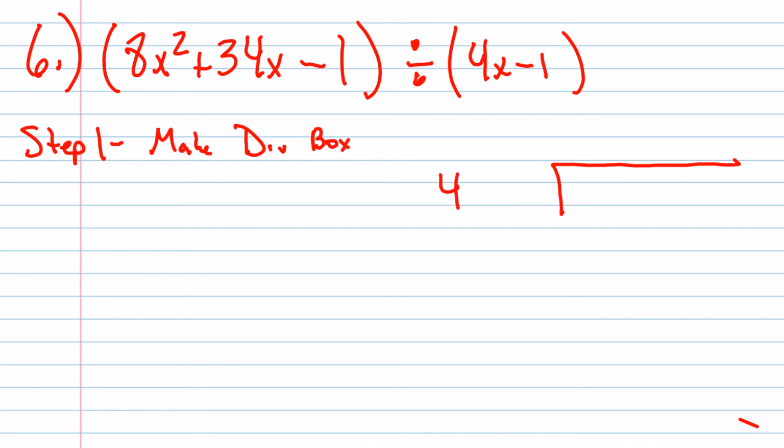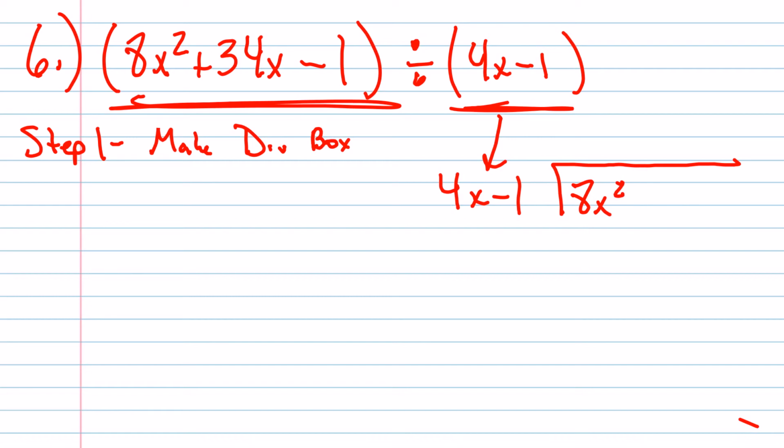I put 4x minus 1 on the outside, because that's after the division sign. That's why it's on the outside. This whole thing goes here on the inside, so it's 8x squared plus 34x minus 1. I don't need a placeholder because there's x to the second, x to the first, no x's, that's 2, 1, 0. So I don't need any of that.